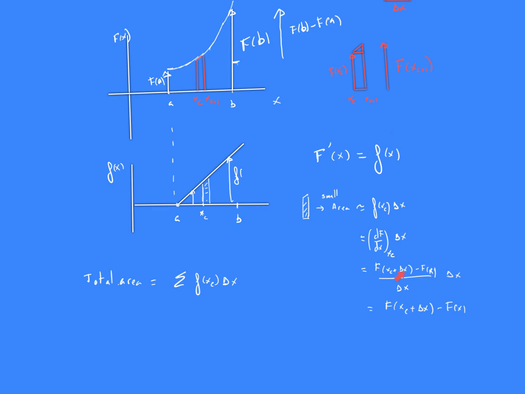the limit when delta x tends to 0 of F of x sub c plus delta x minus F of x sub c, divided by delta x. And multiplied by delta x, it is the change in the function capital F. So this is what we have to see: this small change in the function is equal to the small area that is here under little f.